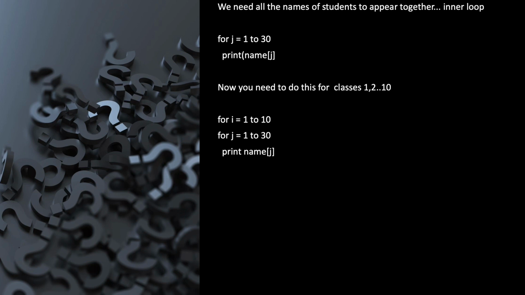So here we want all the students' names to appear together. That means they go in an inner loop. So we can say for j is equal to 1 to 30, print name j. The outer loop should be for the class. So for i is equal to 1 to 10 and for j is equal to 1 to 30, print name j would show us the output as what we have shown earlier.